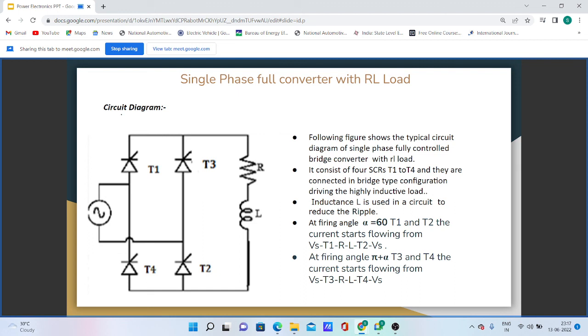At firing angle equals pi plus alpha, thyristors T3 and T4 start conducting, and the current starts flowing from Vs to thyristor T3, then to the resistor, then to the inductor, and then to thyristor T4, and it gets back to the source.